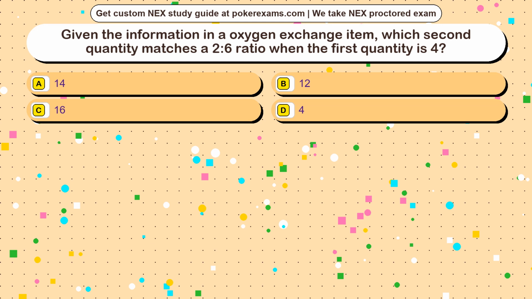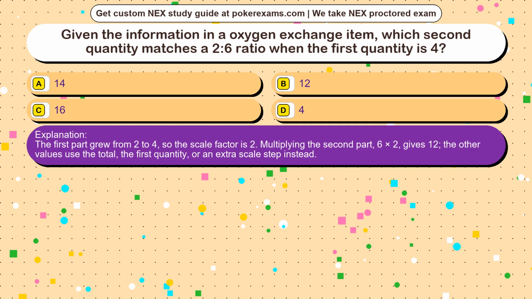The correct answer is option B. The first part grew from 2 to 4, so the scale factor is 2. Multiplying the second part, 6 times 2, gives 12. The other values use the total, the first quantity, or an extra scale step instead.